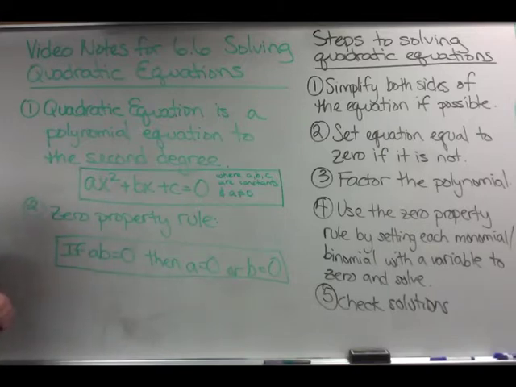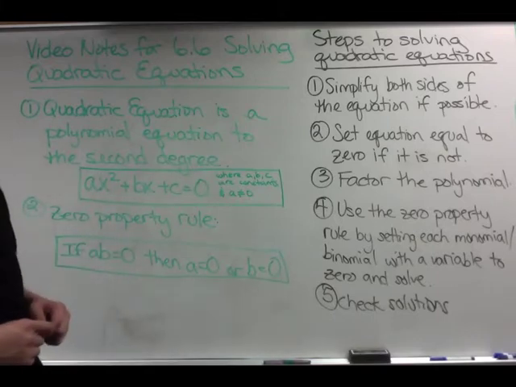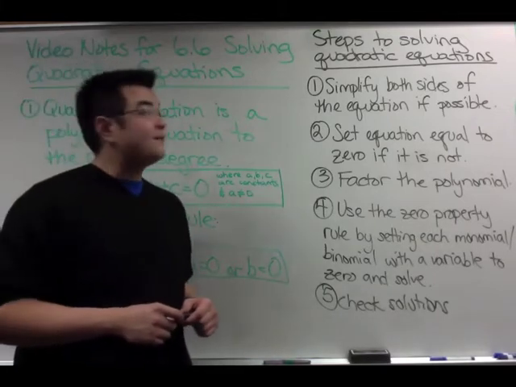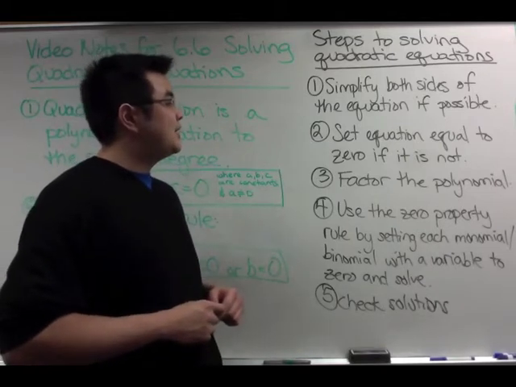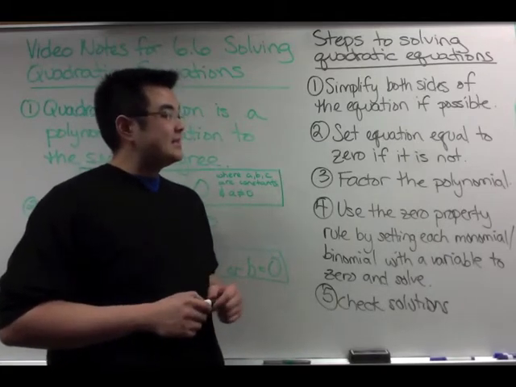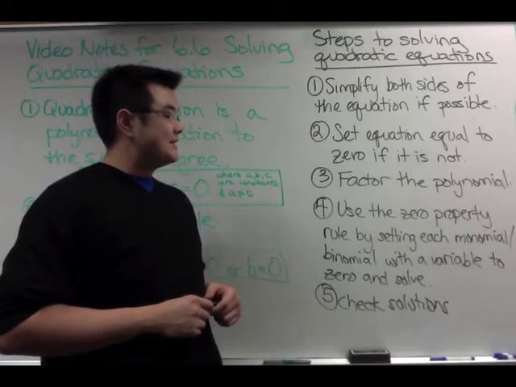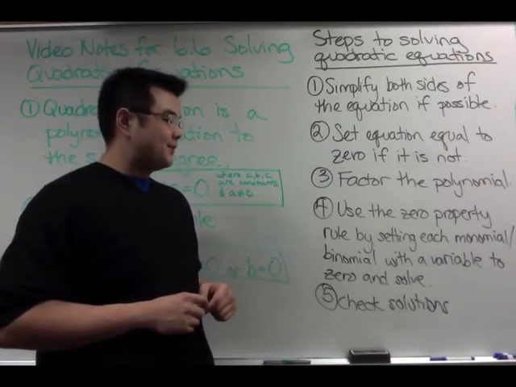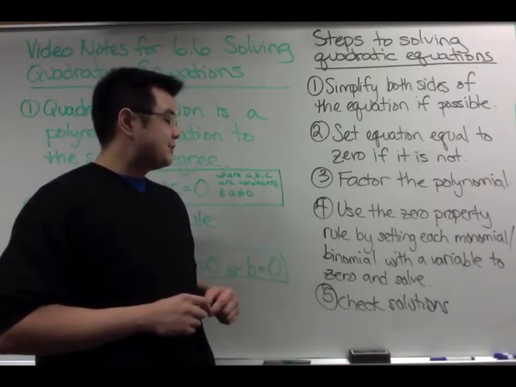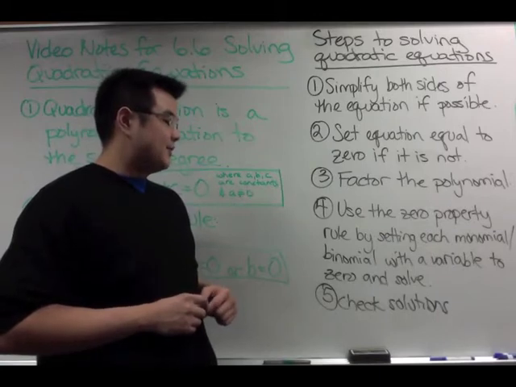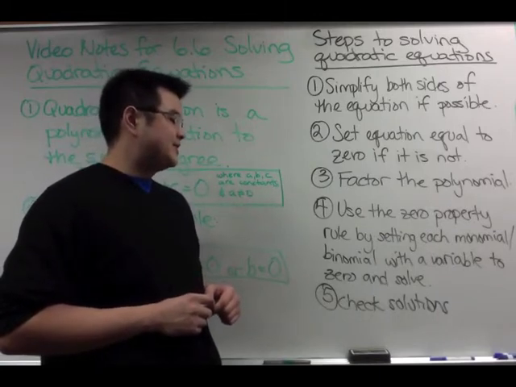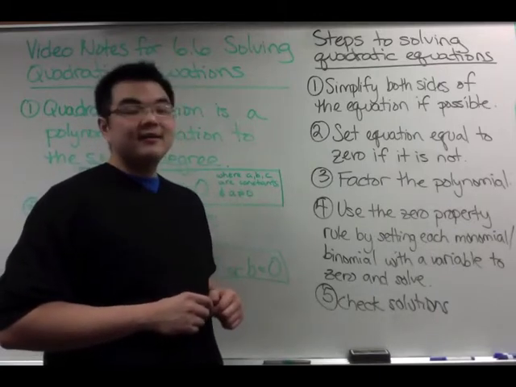We will be using the zero property rule, which says if a times b is equal to 0, then a equals 0, or b is equal to 0. I have the steps laid out for you to solve the quadratic equation. The first is simplify both sides of the equation if possible, set equation equal to 0 if it is not, factor the polynomial, use the zero property rule by setting each monomial or binomial with a variable to 0 and solve, and finally check solutions.